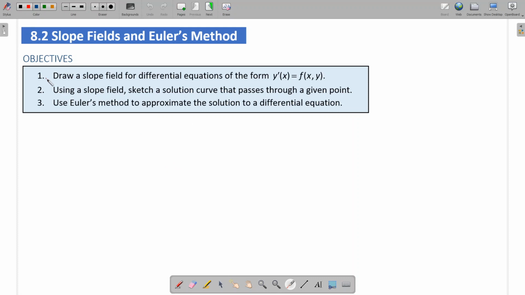In this video, we'll be covering section 8.2, slope fields and Euler's method. We have three objectives. The first one is to draw slope fields for a given differential equation that has this particular form. Then we will use slope fields to help us sketch a solution curve that goes through a given point. And then finally, we will apply Euler's method to approximate the solution to a differential equation.